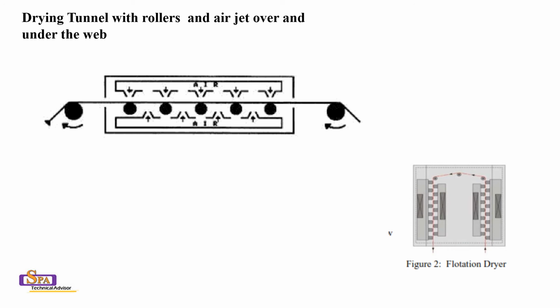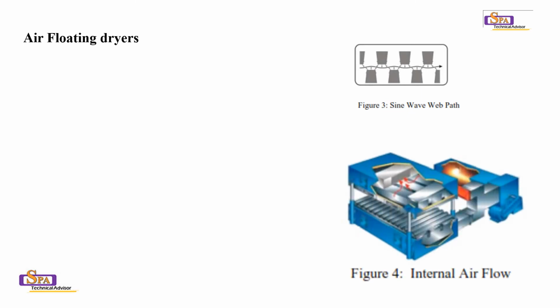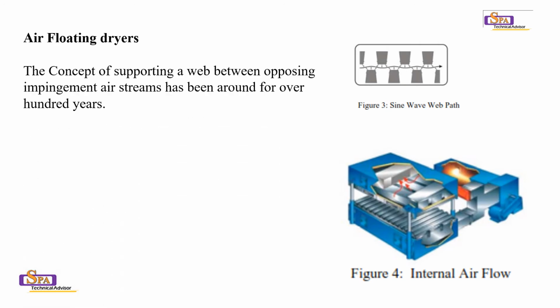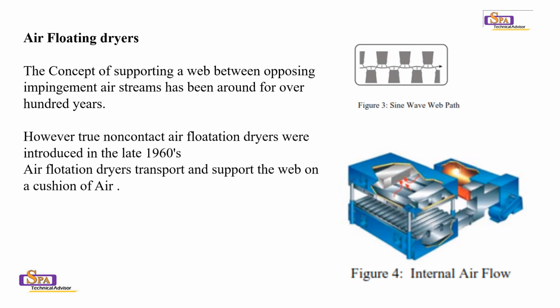In case of a vertical coating machine, in case of a floating dryer, the dryers will be vertical, as shown in figure 2 on the right hand side. Air floating dryers: another view, another picture in figure 3 as well as in figure 4. The concept of true non-contact air flotation dryers was first introduced way back in the 1960s.